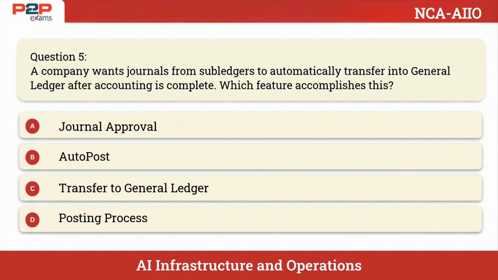Question 5. A company wants journals from subledgers to automatically transfer into General Ledger after accounting is complete. Which feature accomplishes this? A. Journal approval. B. Auto post. C. Transfer to General Ledger. D. Posting process. Pause for a few seconds and consider your answer.